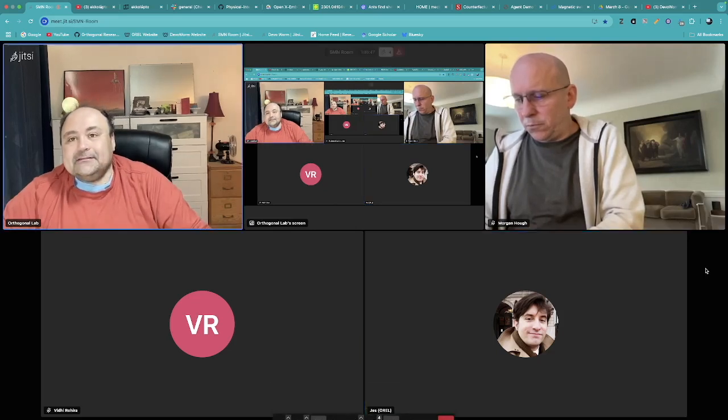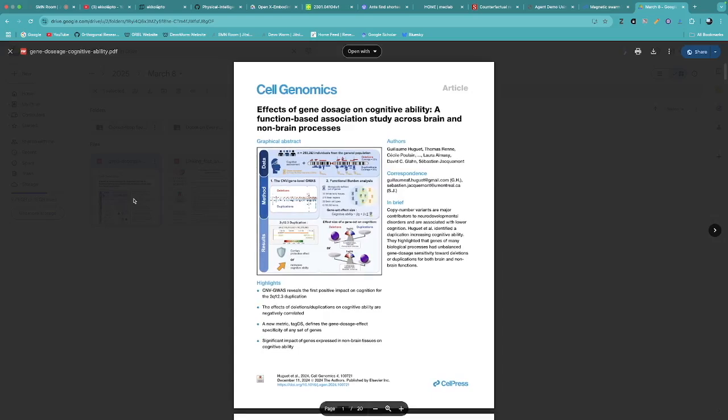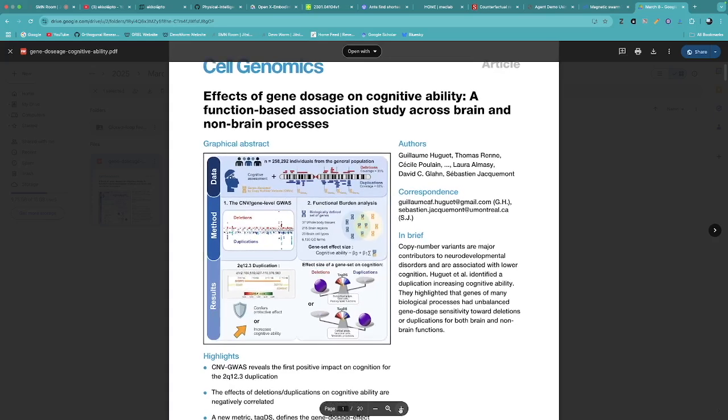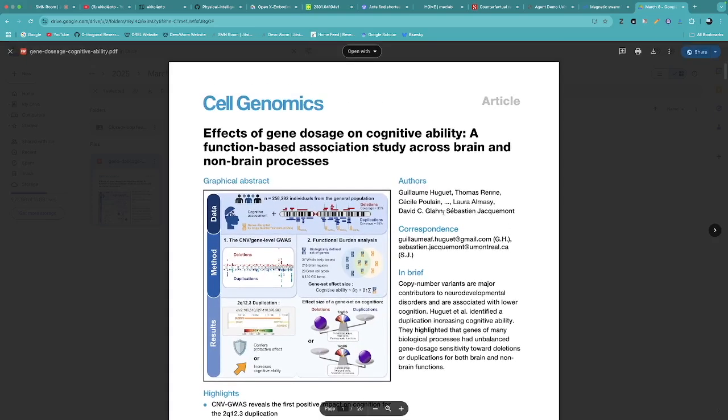So Trevor Tanner posted this paper in Cell Genomics on effects of gene dosage on cognitive ability, a function-based association study across brain and non-brain processes. Go ahead. I know David Glenn there. Okay, yeah, David Glenn. So this is the graphical abstract. Trevor's interested in behavioral genomics and cognition and things like that.